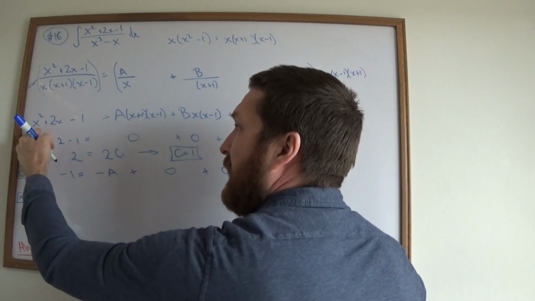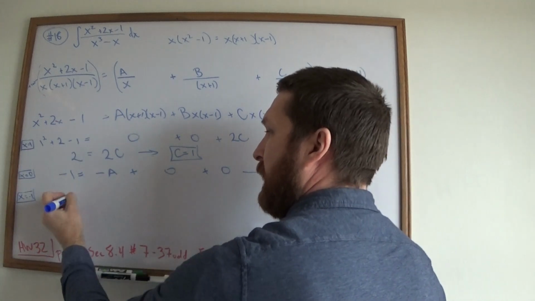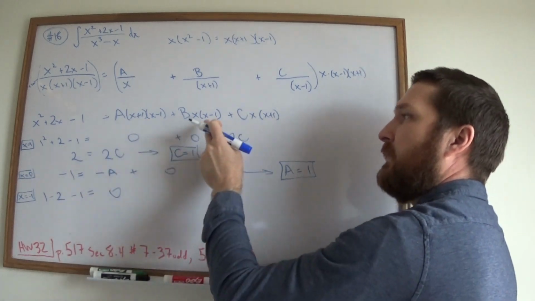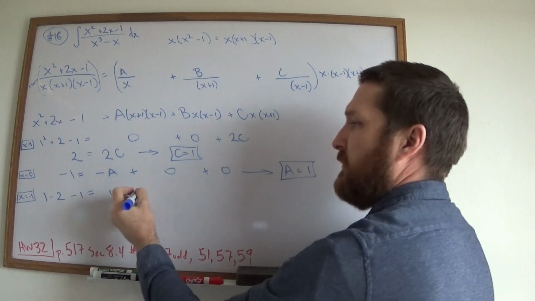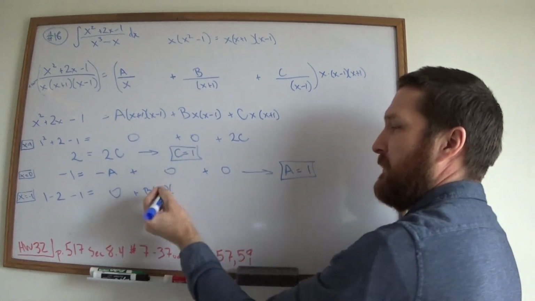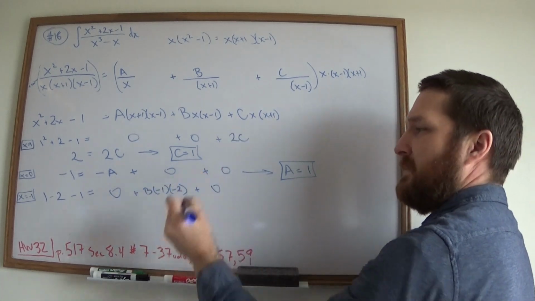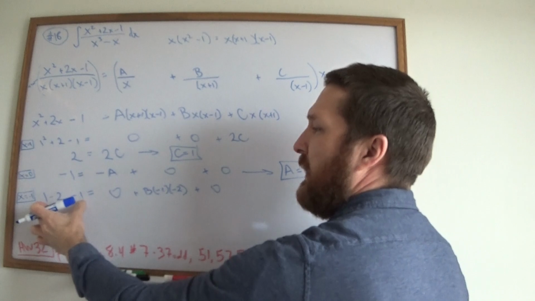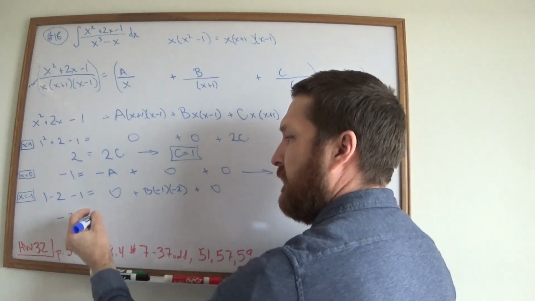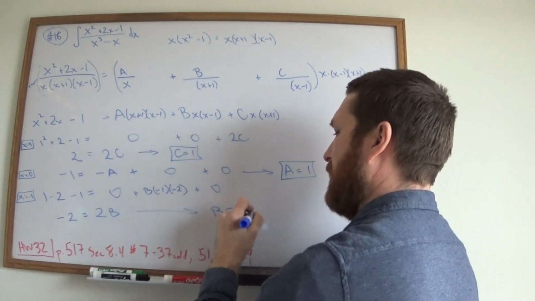Plugging in negative 1, I get negative 1 squared is 1. Negative 2, negative 2, negative 1. Okay. Plug in a negative 1. That guy goes to 0. Plug in a negative 1. Okay, so here's where I'm going to have to be careful. So it's negative 1. Negative 1 minus 1 is negative 2. So just 2. Now, plug in a negative 1 here and we get a 0. So, here we go. 1 minus 1 is 0. Minus 2 is left over. Negative, negative, so 2b. And so b equals negative 1.